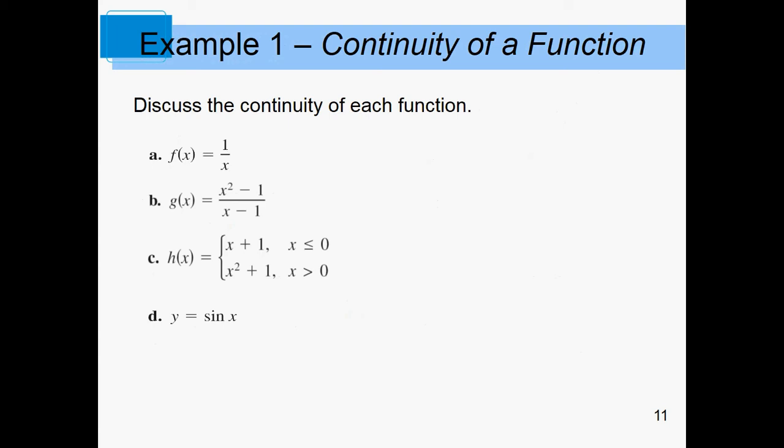X squared minus 1 over x minus 1. What value gives me a discontinuity? What value gives me 0 in the denominator? X equals 1, right? Now, if you can't see this in your head, just automatically say, whatever the denominator is, equals 0.